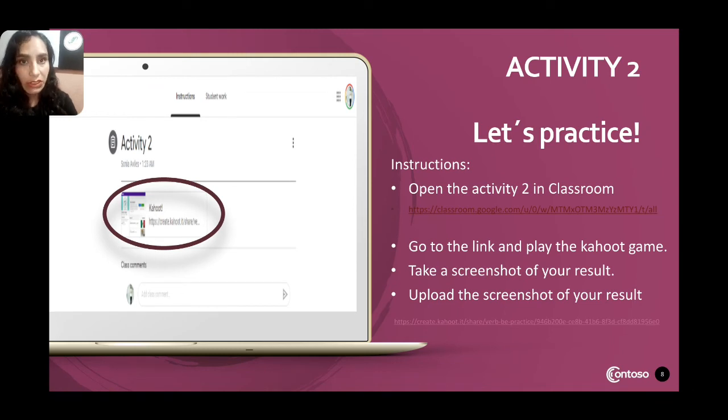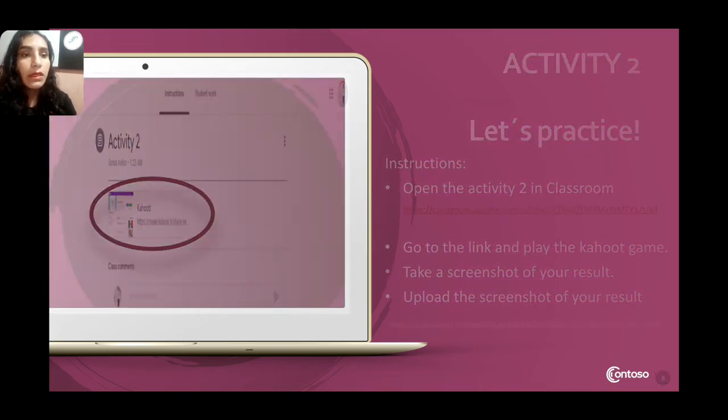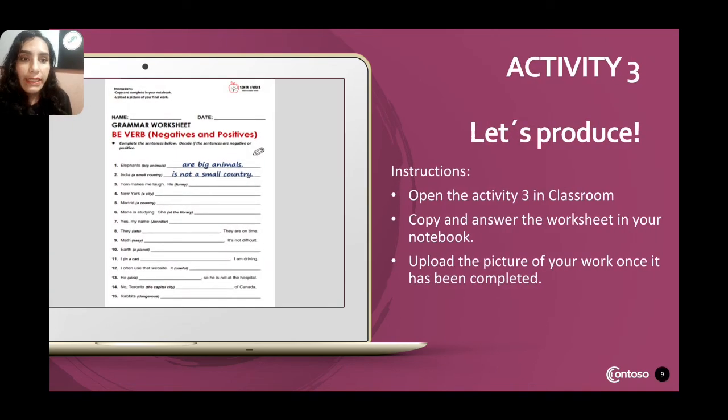So this is your activity number 2. And okay, let's continue, guys. Then we have another activity. This is the production part where you're gonna write according to your knowledge. You have to open the activity number 3. You have to copy and answer those 15 questions or exercises. And you have to upload the picture of your work once it has been completed, in Spanish again.